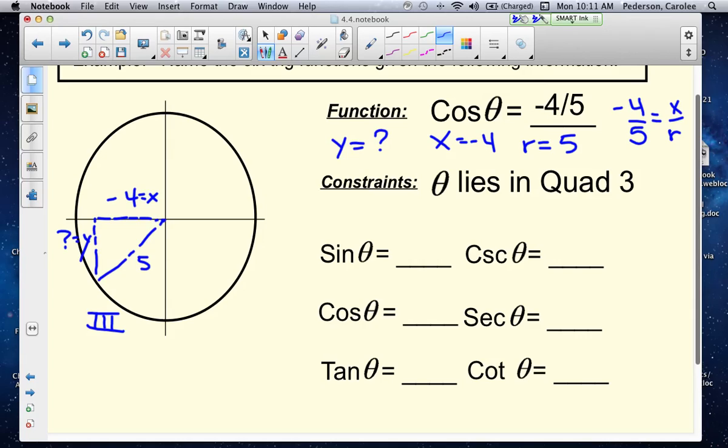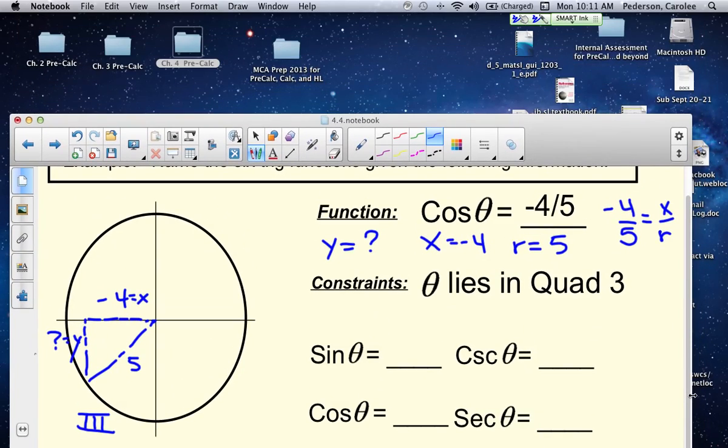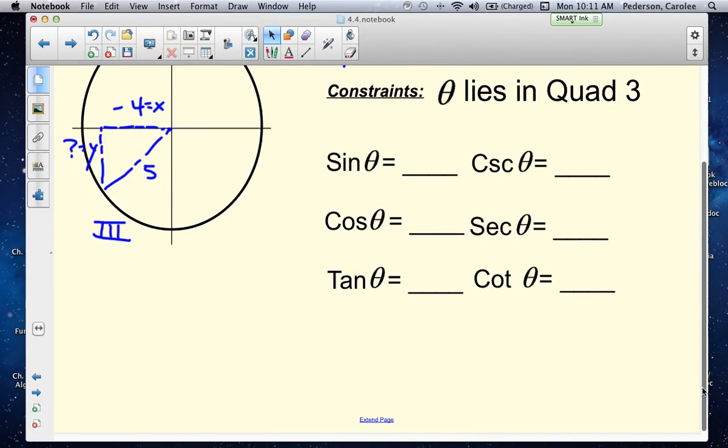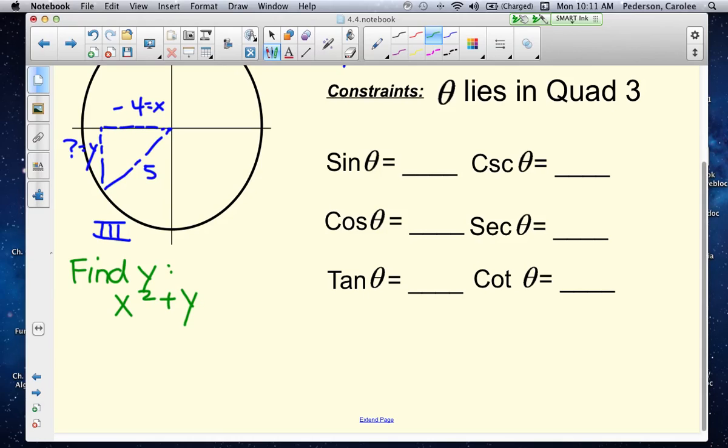So let's go out and use the Pythagorean theorem to find y. Lost it there for a minute. All right. So let's find y. So same equation.